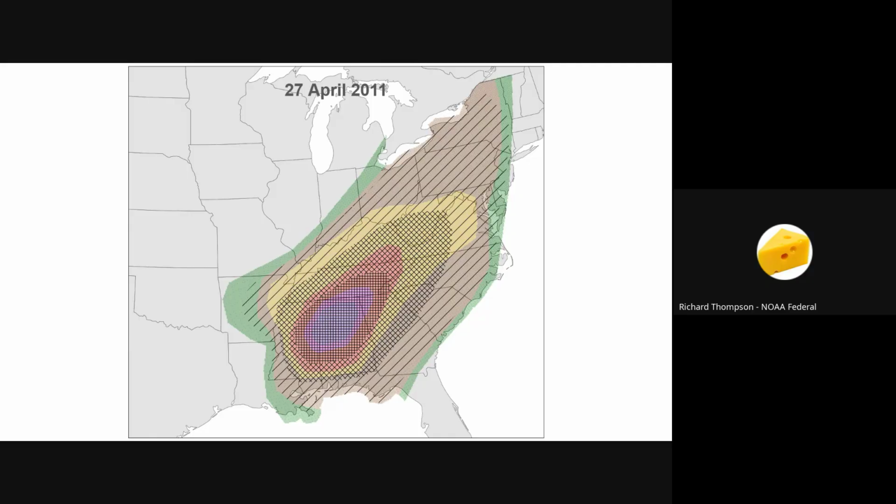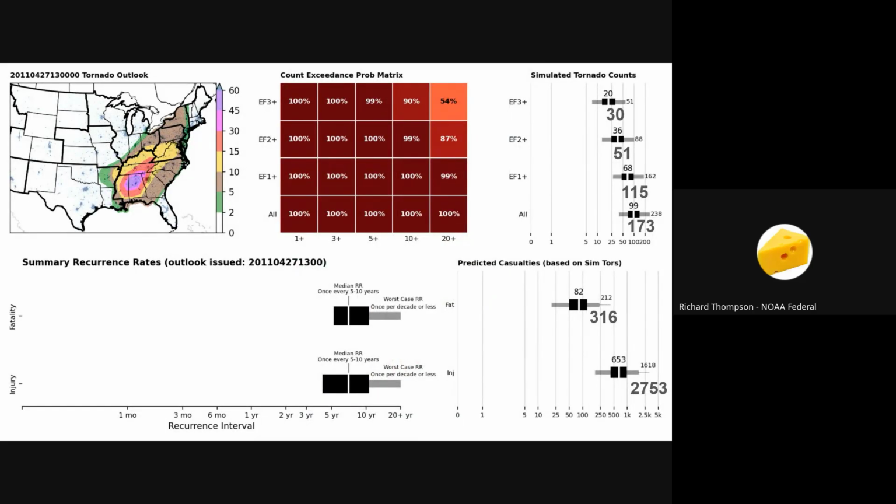This was very close to the probability forecast that I put out the morning of April 27th. I've just added the conditional intensity distributions to it, and in this case, there's a 45 triple hatched in parts of Mississippi, Alabama. That's about as high as we would ever go. Here's what the forecast looks like. So if you jump all the way up to the upper right portion of this exceedance matrix, the probability of 20 or more EF3s is better than even chance based on that size area with those intensity of tornadoes.